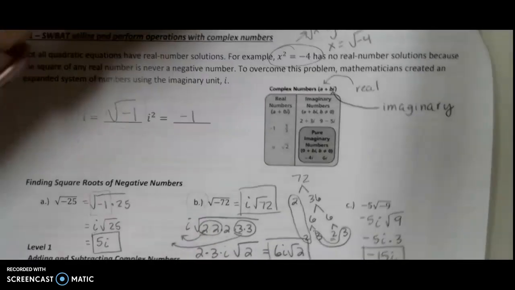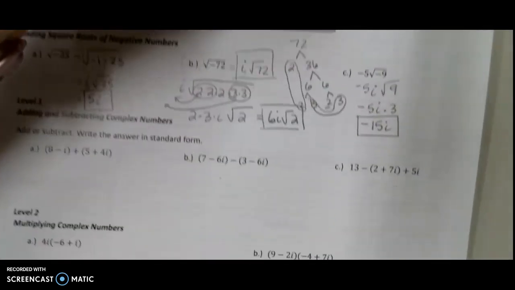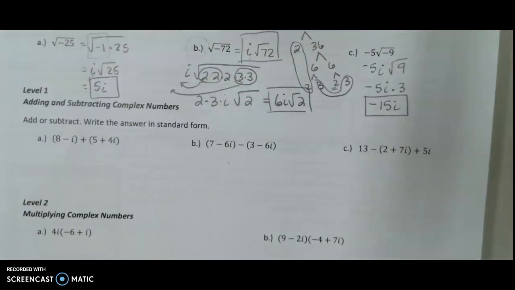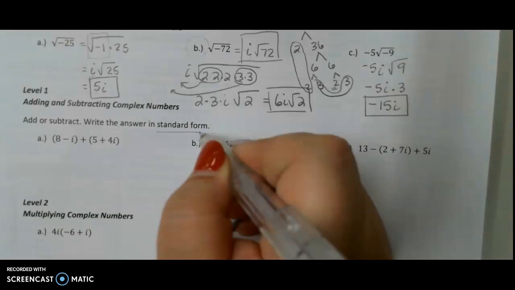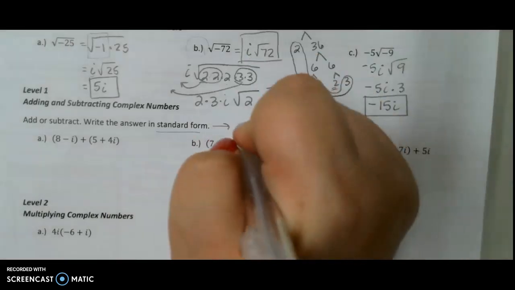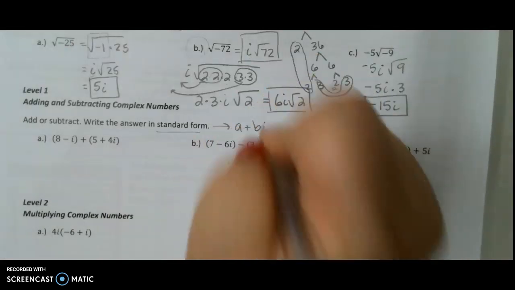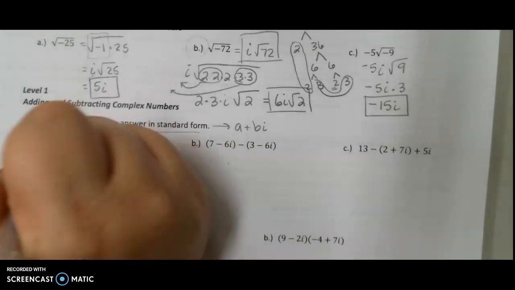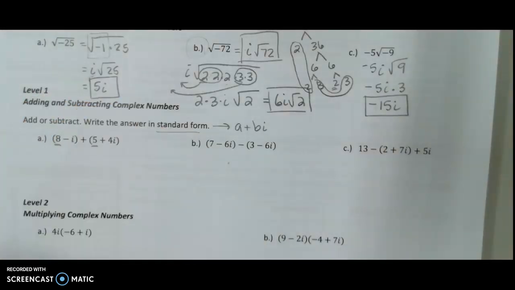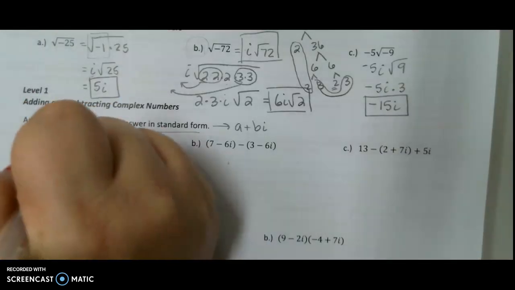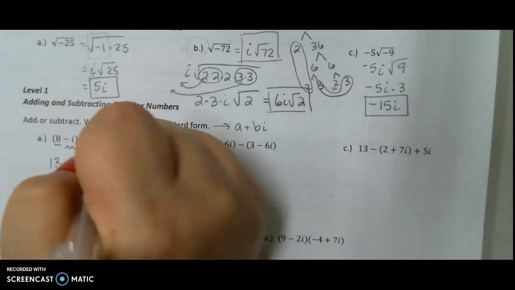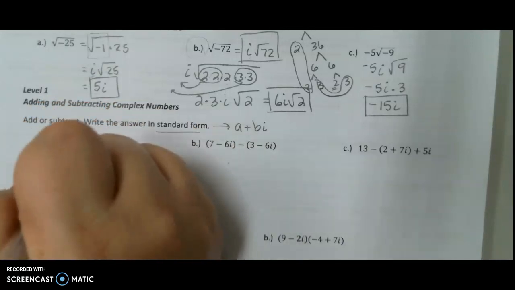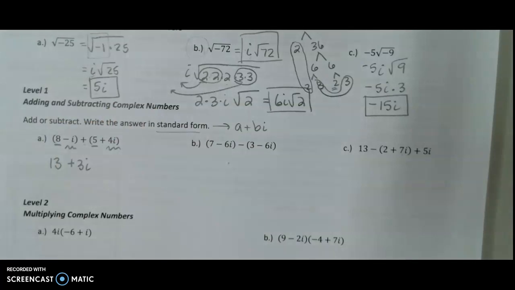So our first level of question is going to be adding or subtracting complex numbers. And standard form is going to be where you write a plus bi. So you write the real number and then the imaginary part. So this is really just like combining like terms. 8 plus 5 is going to give us 13, and then negative i plus 4i will give us 3i. So if we add those, that's all we get.